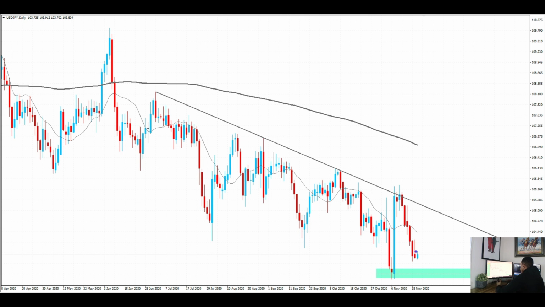Obviously we can remain bearish and then continue and break through that area, but in that case, we won't be looking to trade USD JPY next week. Only looking for the longs, and potentially we could see USD JPY continue a little bit further to the downside before we see a nice push back to the upside.